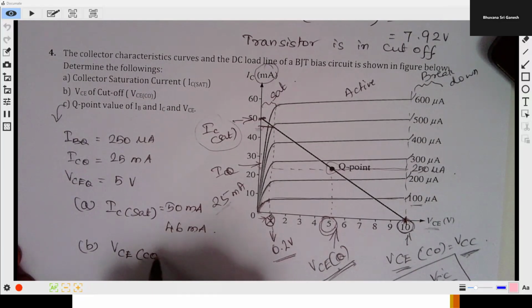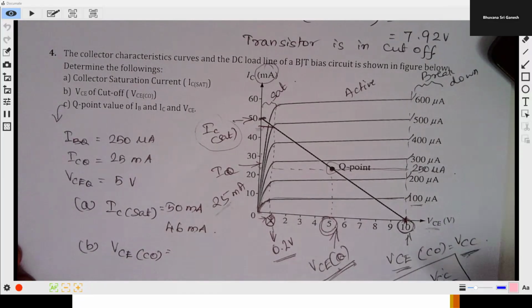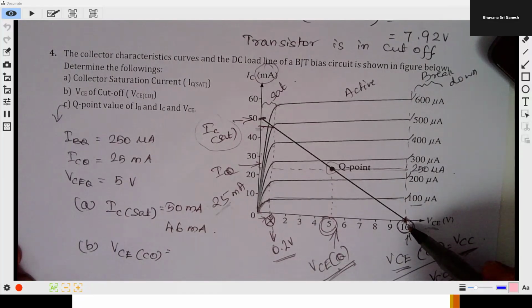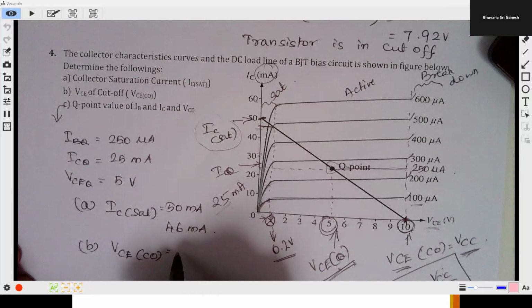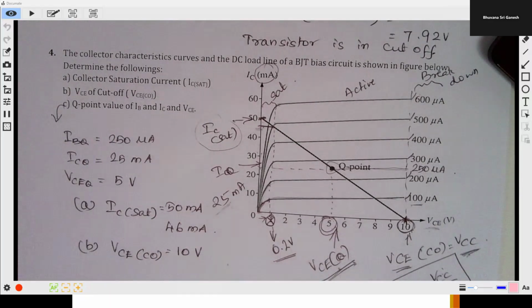Okay, next is B, question part B: VCE at cutoff. At cutoff is the point where the DC load line touches the x-axis, so that is VCC. So VCE cutoff equals 10 volts. All right, next question.